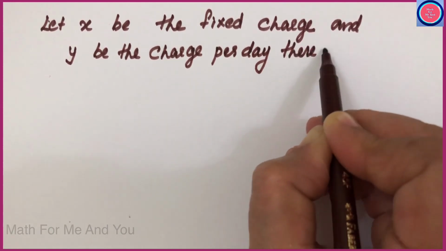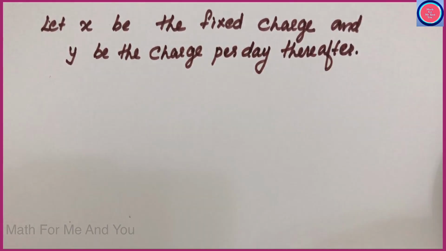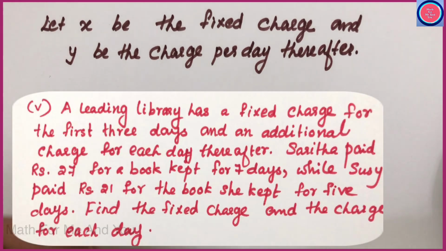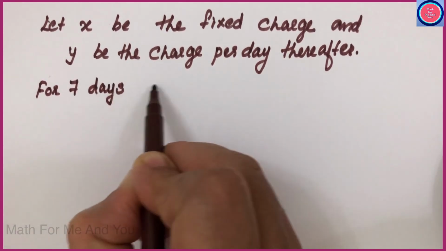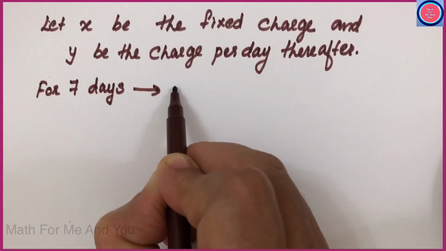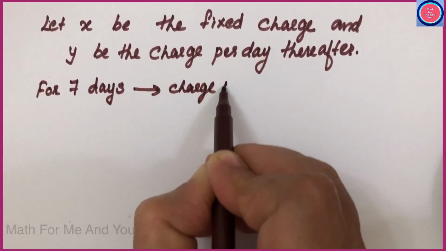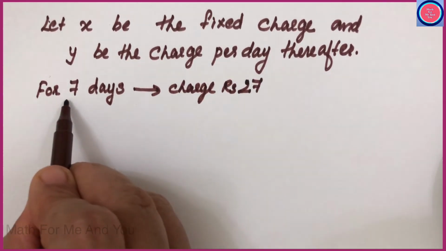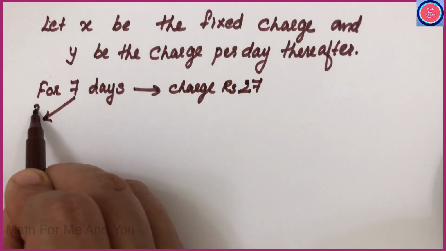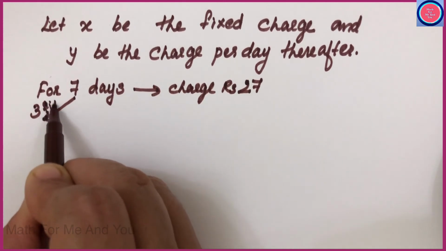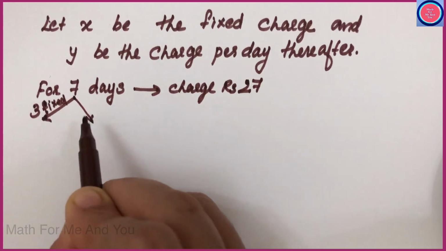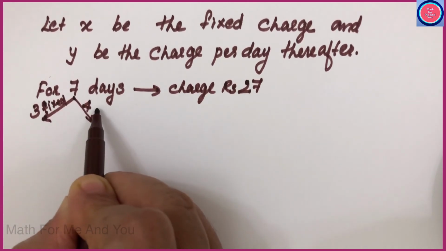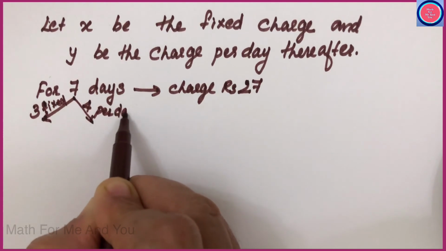Now we need to form the pair of linear equations. How can we form them? We will read the question and find. It is given that Sarita paid rupees 27 for 7 days. When we consider 7 days, we can split this into fixed charge days and the extra charge per day thereafter. For 7 days, Sarita paid 27 rupees. For 3 days she had to pay only the fixed charge, and for the rest of the days, how many? 7 minus 3, so it is 4 days she had to pay the extra charge per day.